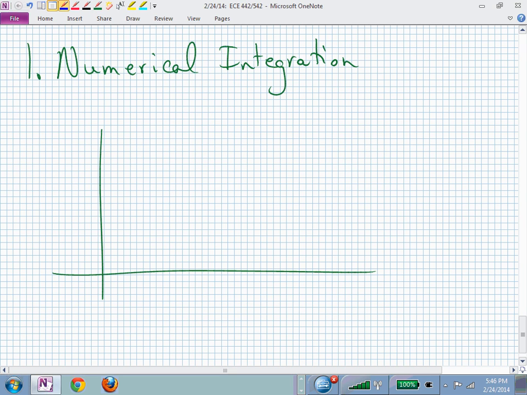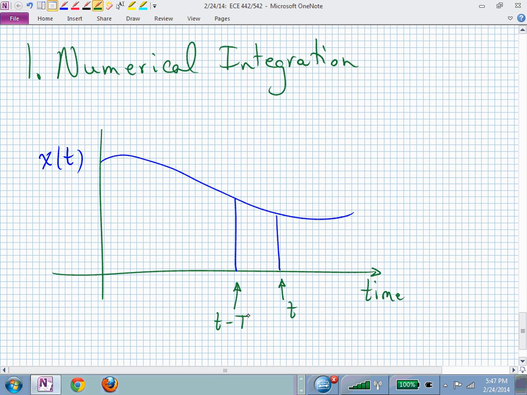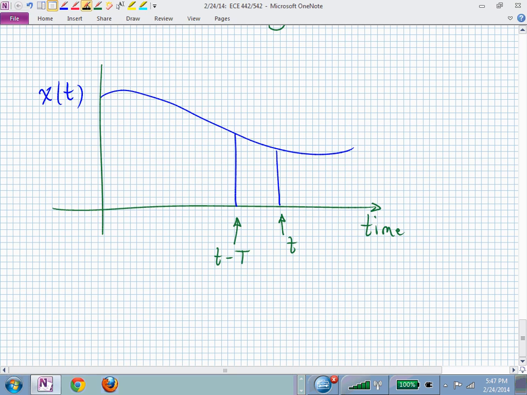Here's our picture that we can keep in mind as we are trying to understand what we're doing. This blue line is a curve of x of t. That's just some function. And let's say this is our time axis, our independent variable. And this might be time little t. And this is time little t minus capital T, where the difference now between those is this separation, capital T. That's our sampling period.